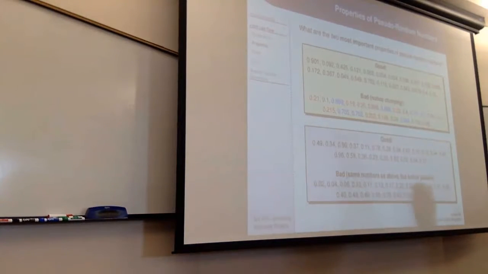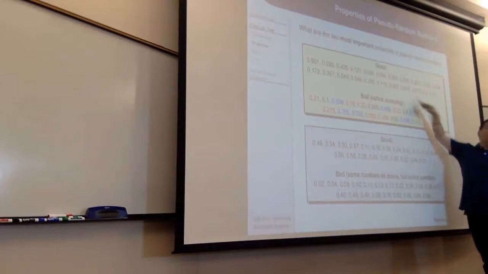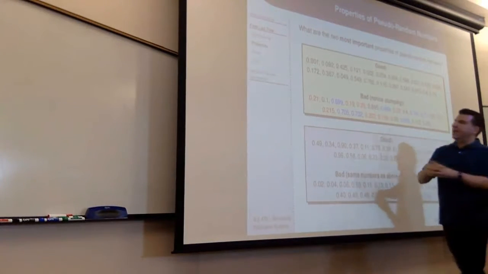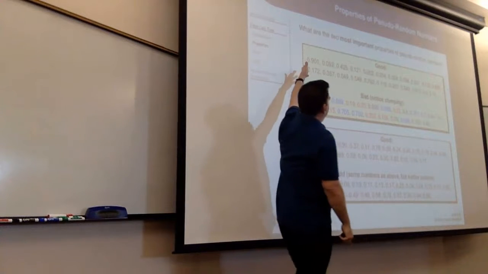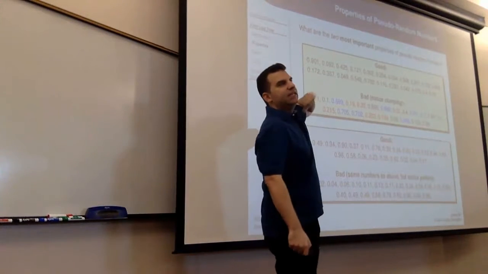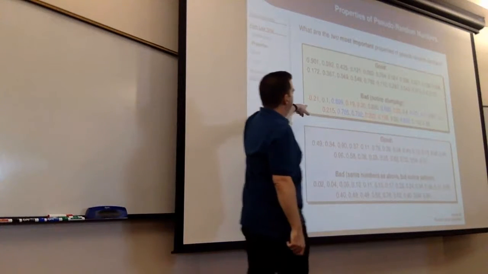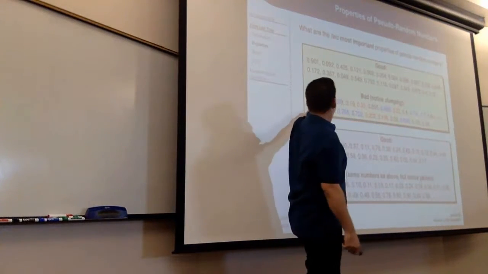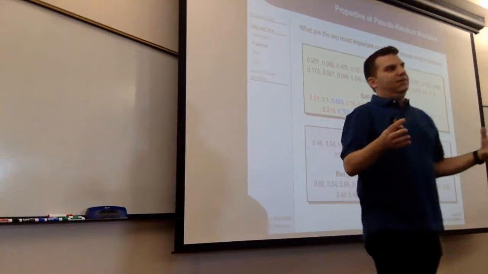That's independence. And then uniformity is this one. So here I've got these numbers, which were generated uniformly. These were a good example. There's nothing really to notice there. There's no pattern.